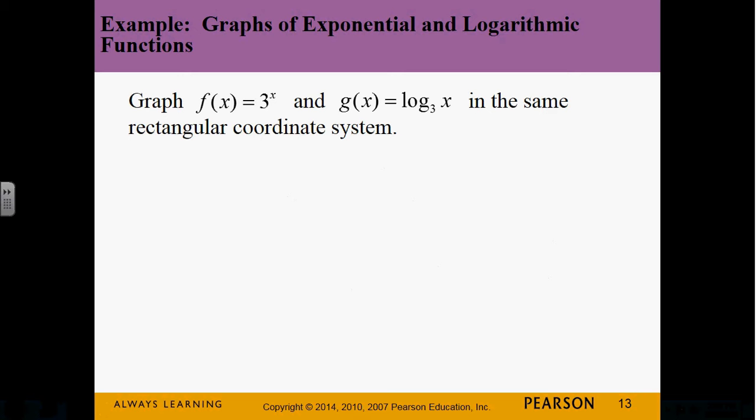Now, we know that three points will always show up on an exponential graph, and that's (0, 1), (1, b), and (negative 1, 1 over b). So for 3 to the x, what is b? 3, right? It's the base. So we're talking about just that number. So that's going to give us (0, 1), (1, 3), and (negative 1, 1 third).